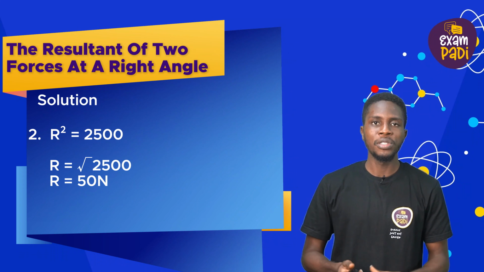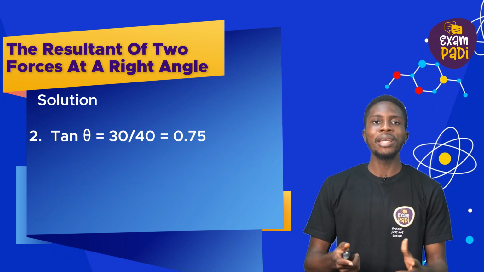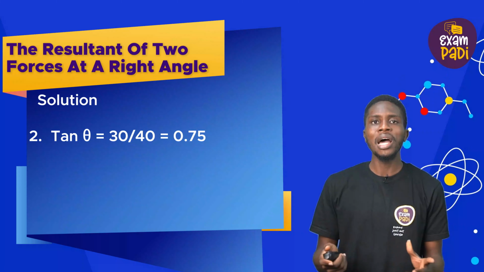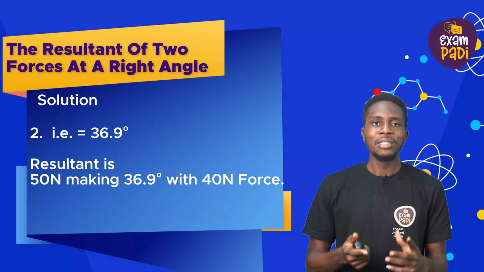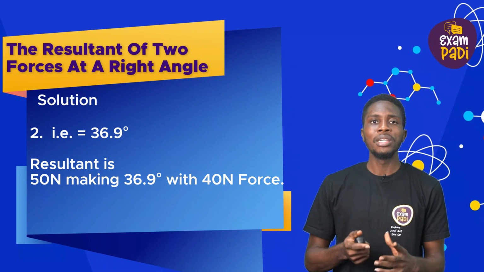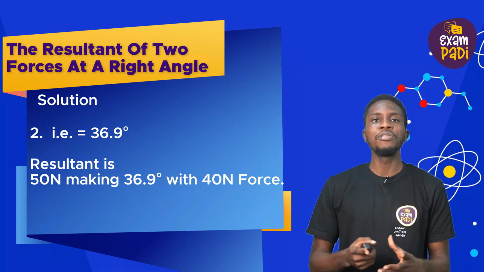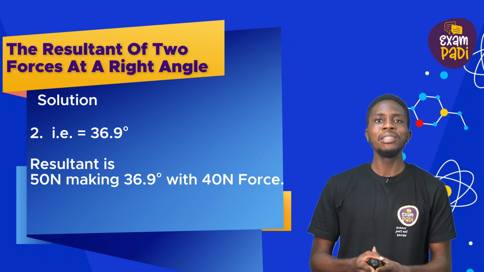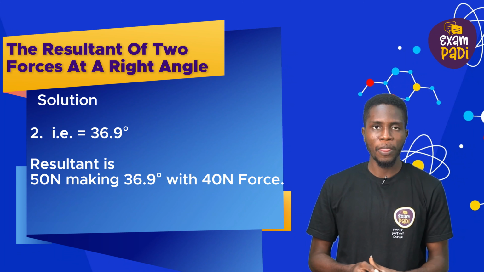R equals 50 Newton. Also, tan theta equals 30 over 40, and that equals 0.75. That is, theta equals arc tan 0.75, which equals 36.9 degrees. Therefore, the resultant is 50 Newton, making 36.9 degrees with the 40 Newton force.